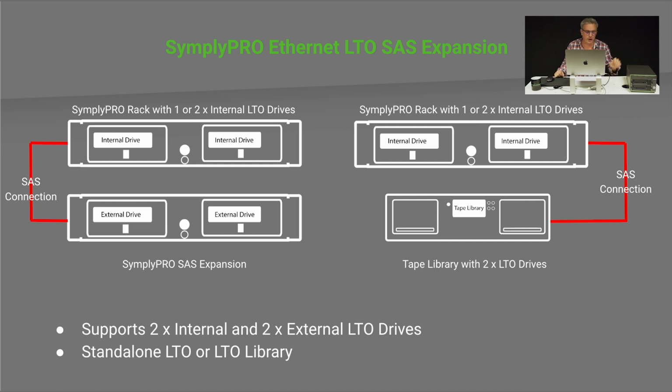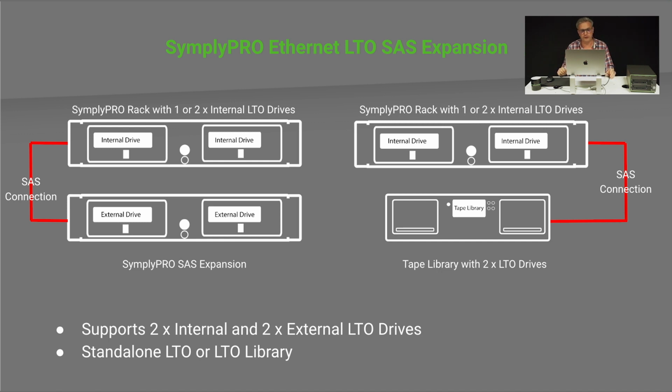So on the left-hand side of the slide, you'll see we've got a SymplyPRO LTO rack. Now that could be a desktop, but we're assuming that probably a rack environment. We've got our rack with 1 or 2 internal drives. We've got a SAS cable coming out of that and connecting to one of our SAS racks. And again, that can have either 1 or 2 tape drives in it as well. So you can have up to a total of 4 tape drives connected over the 10 gigabit Ethernet.